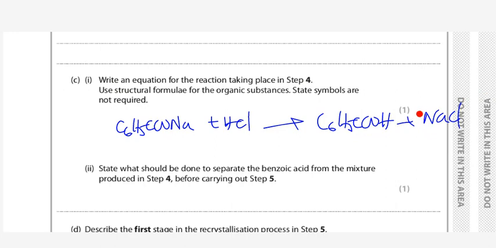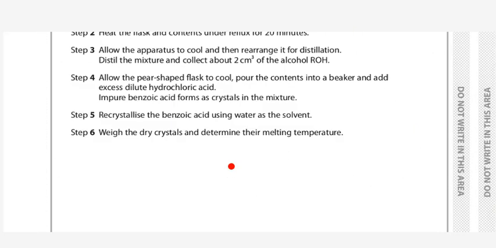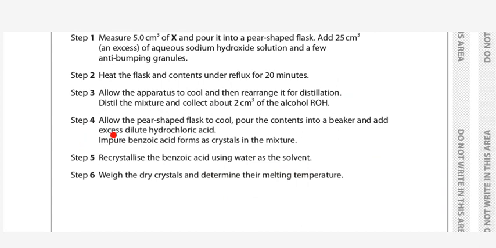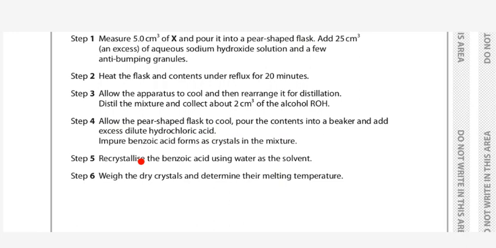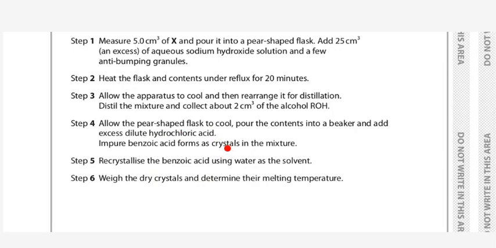State what should be done to separate the benzoic acid from the mixture produced in step 4 before carrying out step 5. Go back and check the steps again. Impure benzoic acid forms as crystals in the mixture. Step 5 is recrystallize. You need to have the solid separated, right? So you have to filter it under reduced pressure to get a higher yield of the crystals. Filtration, you can say.